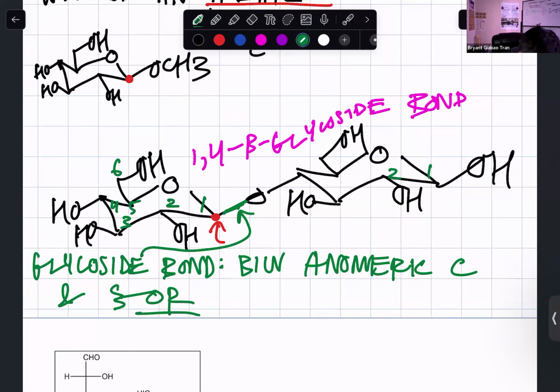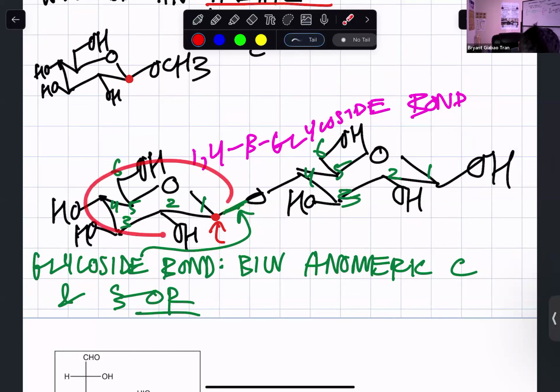It's the same for the other sugar as well. So that's 1, 2, 3, 4, 5, 6. We see that this glycoside bond here is connecting this one sugar at carbon 1 to the other sugar at carbon 4. That's why we get the 1,4 right there.